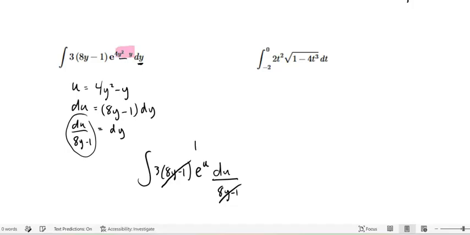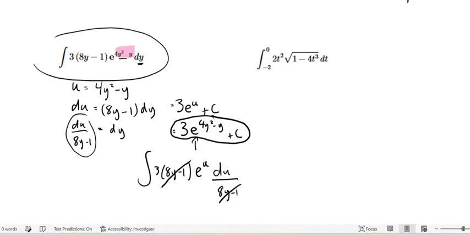And then from there, I'll go this way. I integrate 3e to the u, which is 3e to the u, plus c. And then I back substitute, and I say 3e to the 4y squared minus y plus c, and that would be my answer. And I can always check that answer if I want by differentiating it. If I take the derivative of that, I should get this.